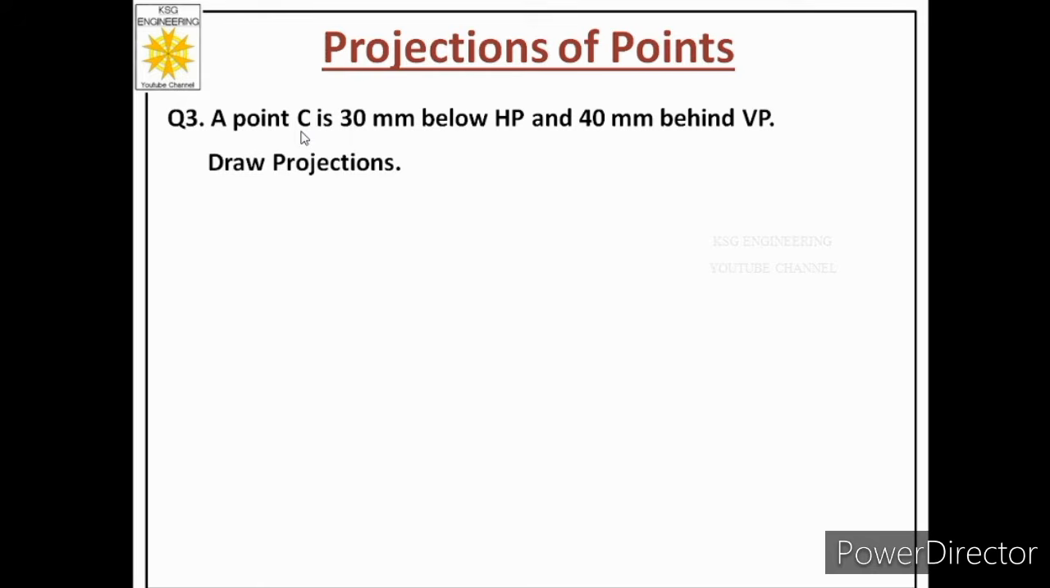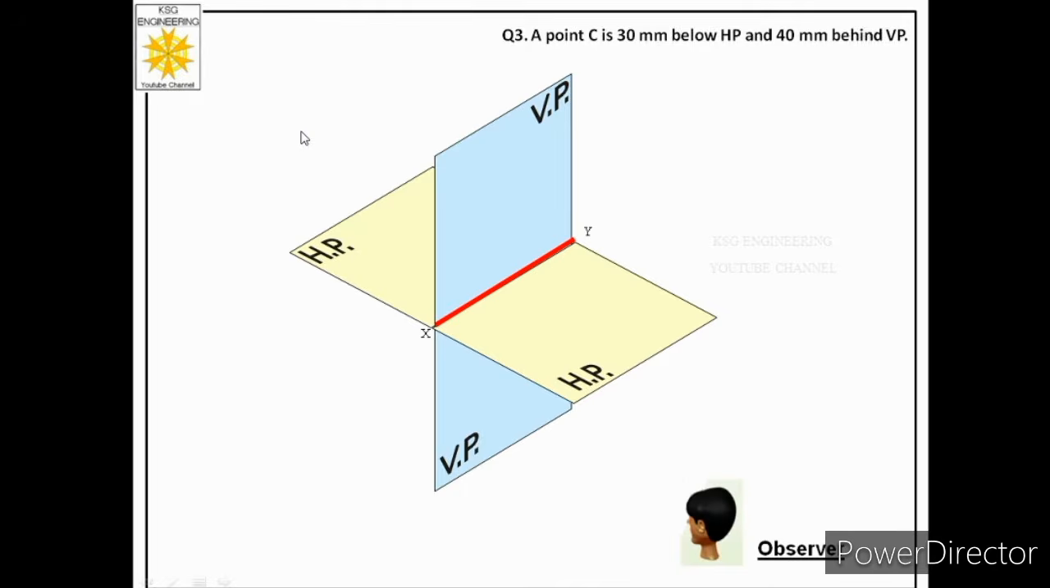So let us understand this case through the quadrant system. So over here the quadrant system is shown and this is the third quadrant. Let us read the statement again. Point C is 30 mm below HP and 40 mm behind VP. So let us show the position of the point. So it is 30 mm below HP and 40 mm behind VP.